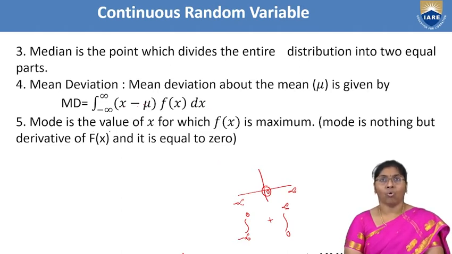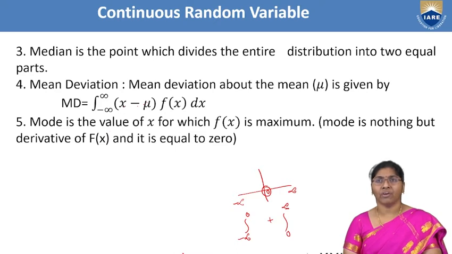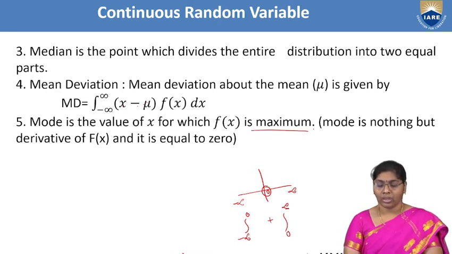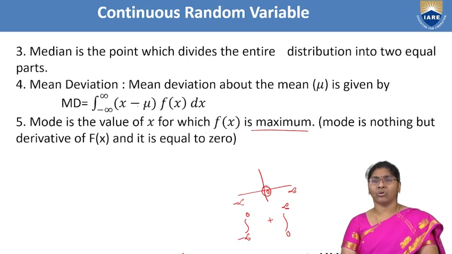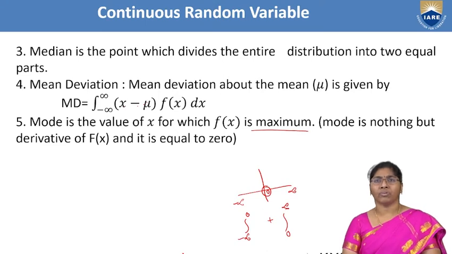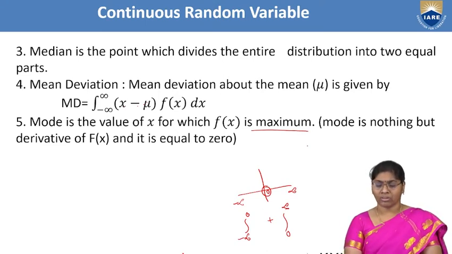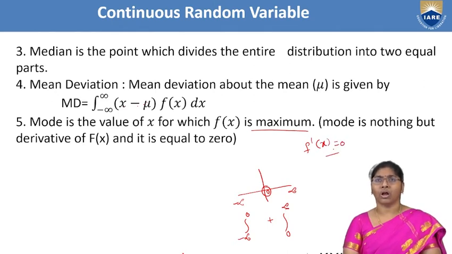Now, next one. Mode is the value of x for which f of x is maximum. Mode is always where f of x is maximum, whether on the side greater than or less than that value. Mode is nothing but where the derivative of f of x is equal to 0. The derivative of f of x with respect to x is equal to 0. Always the x value is maximum and the derivative is 0. That is the mode condition.